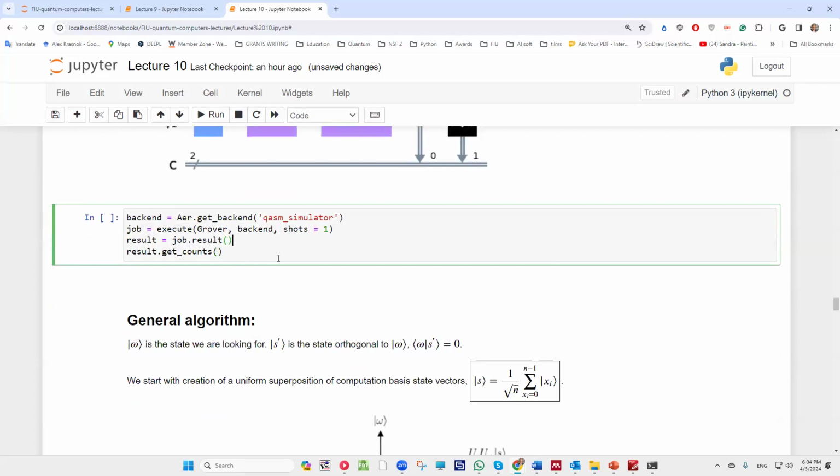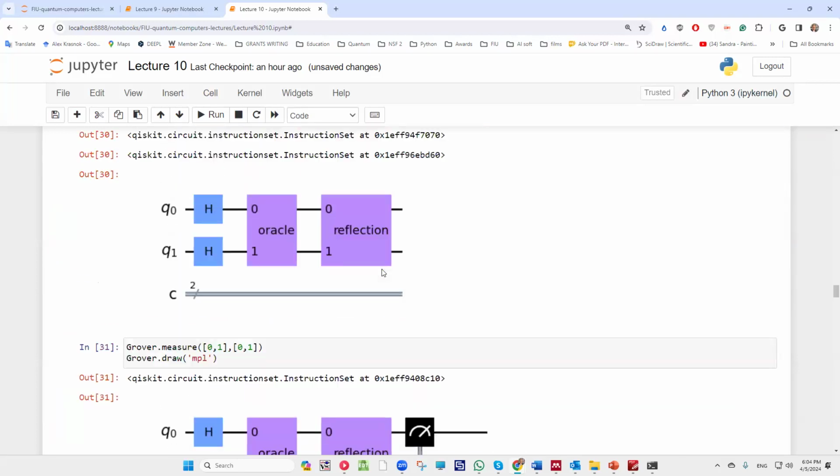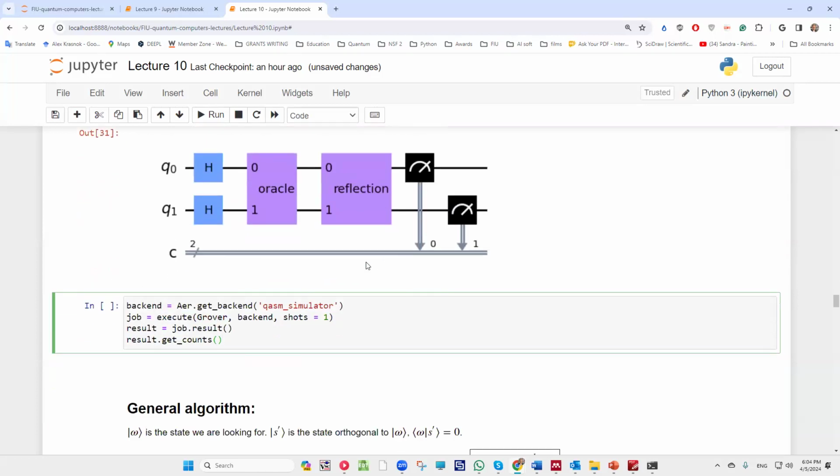So we're ready to simulate this circuit. We cannot simulate the circuit using the previous state vector simulation, because now we have this measurement operation. That's why we need to apply this custom simulator from the Qiskit Aer library. So custom simulator, right?